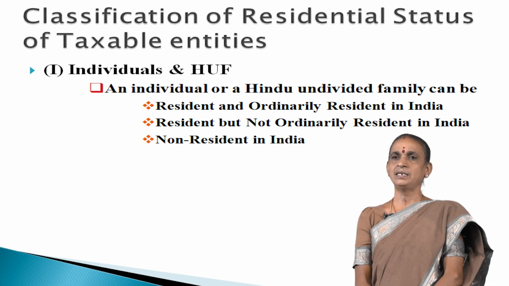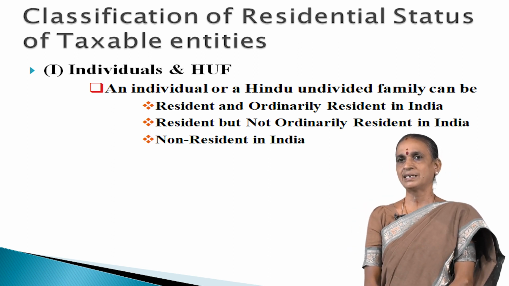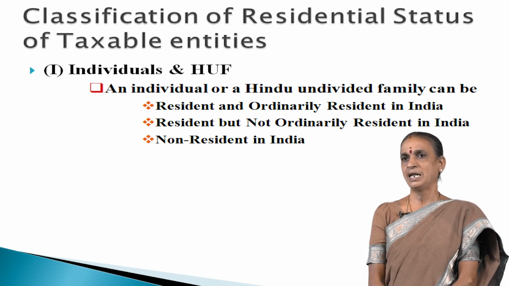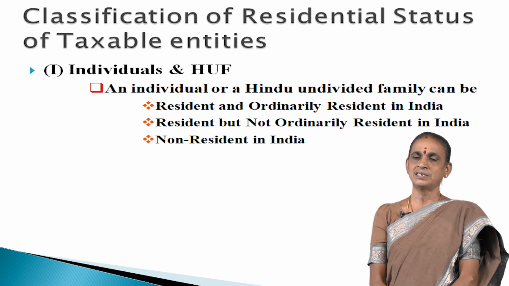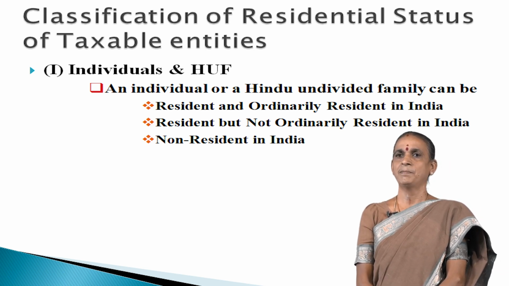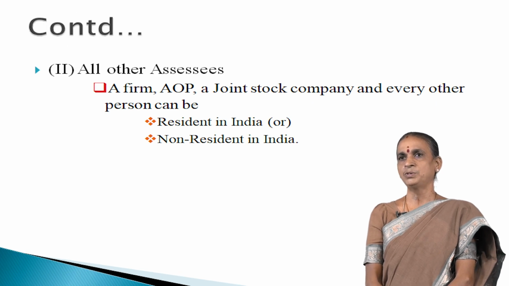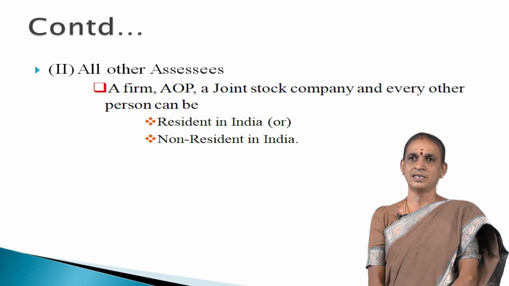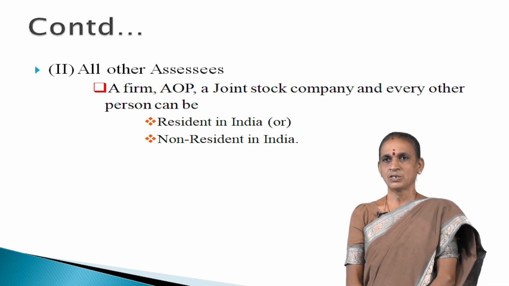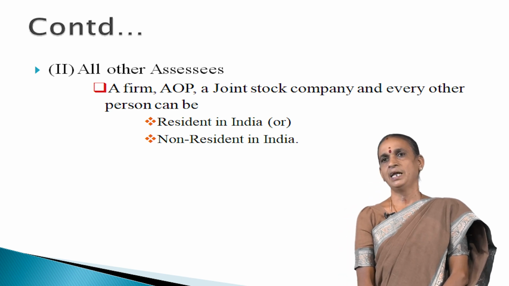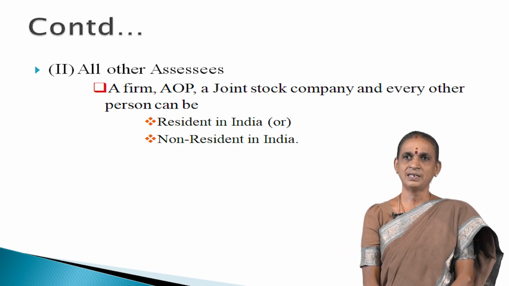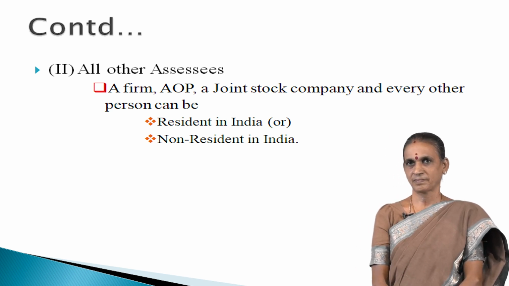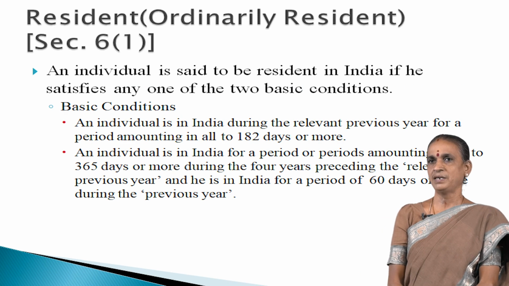The individuals and HUF have 3 categories of residential status, that is resident, not ordinarily resident and non-resident, and other persons defined under the term person have only 2 categories of residential status, that is resident and non-resident. That is, all other assessees: a firm, AOP, a joint stock company and every other person are resident in India or non-resident in India.